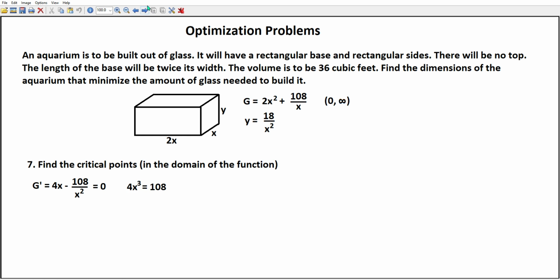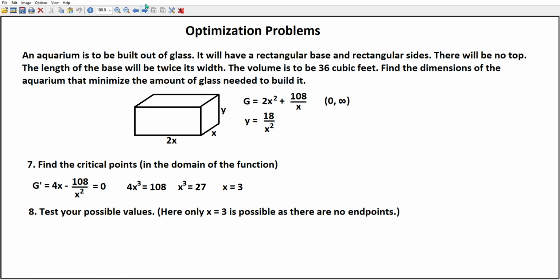We do some algebra and get 4x cubed is 108, which turns into x cubed equals 27, which is x equals 3. Next, what we want to do is check possible values and see which of them, if any, is the global minimum. And here, 3 is the only possible choice, as there are no endpoints. However, it's a unique critical point. So if it's a local minimum, it is the global minimum.